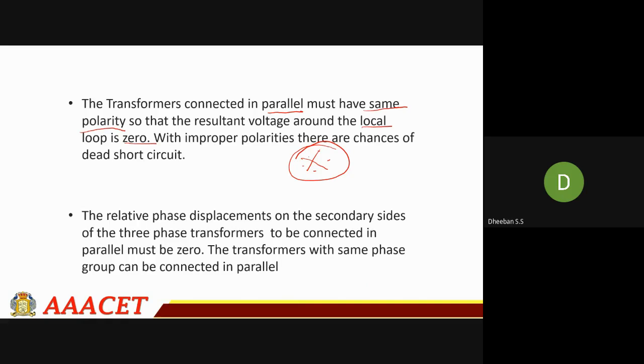The relative phase displacement on the secondary sides of the three phase transformers to be connected in parallel must also be zero. That is what is implied here. If you are connecting another transformer, the system must be a balanced system.